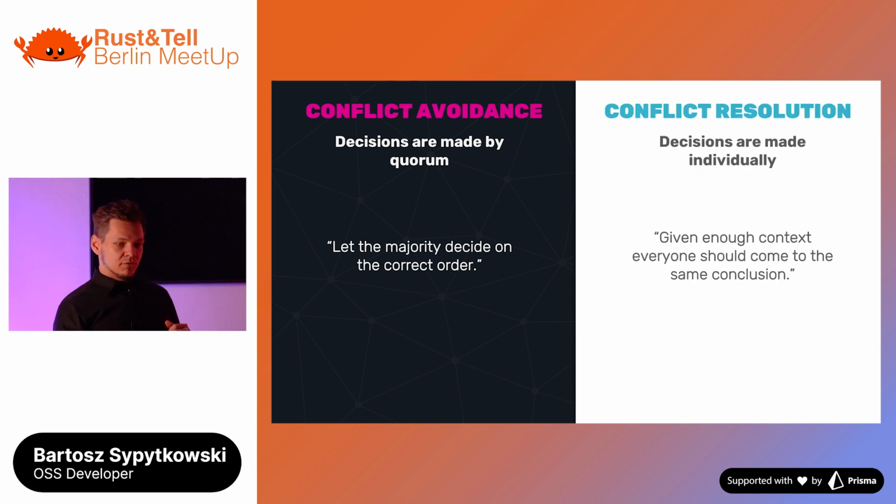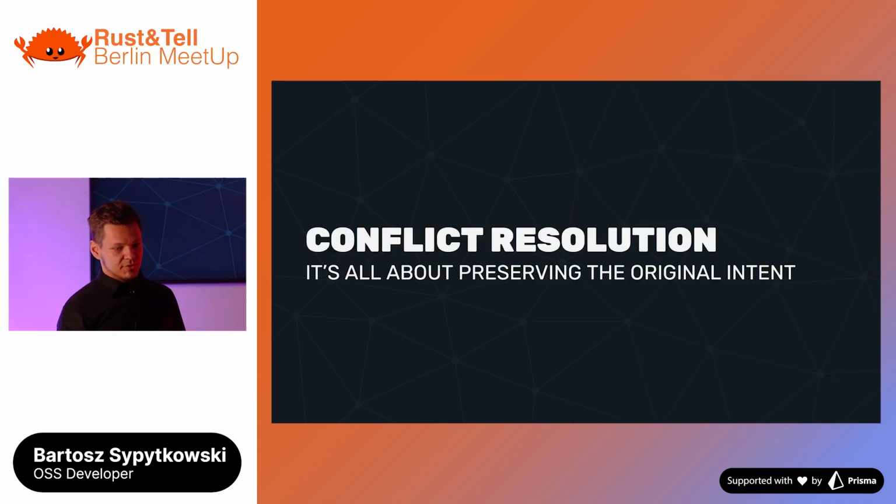We want to be able to resolve conflict, because this allows us to build applications that are always able to accept writes from individual clients, basically. And this is possible if we will give enough context. And what does it mean? It all goes down into keeping the intent of our updates. So what did we really mean by promoting that updates?